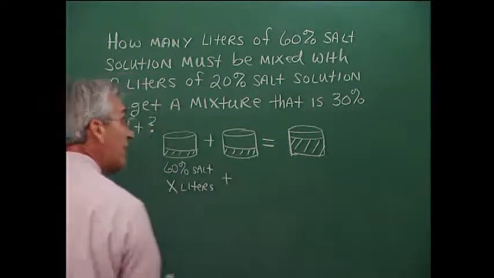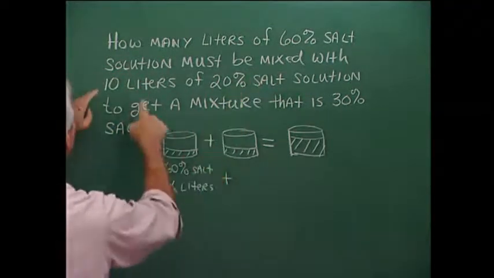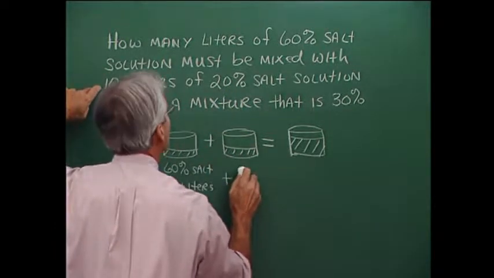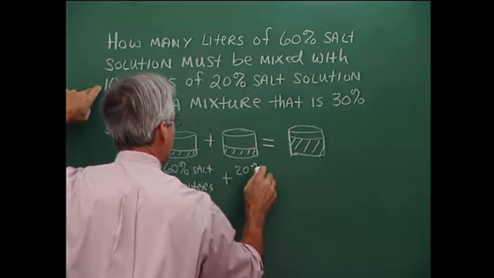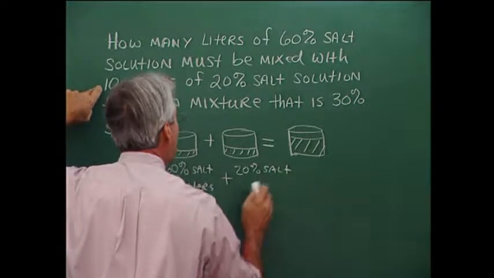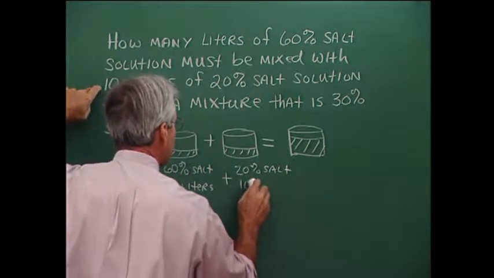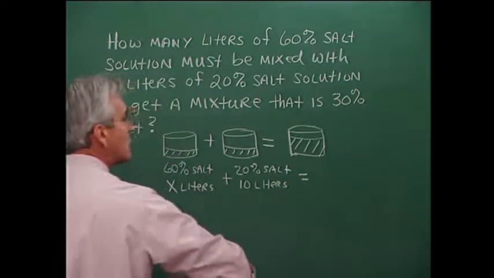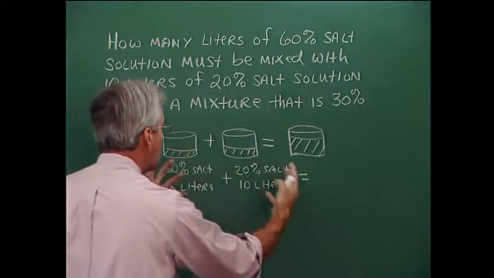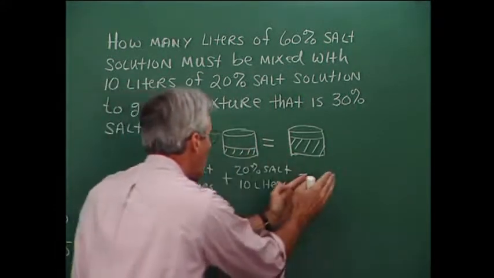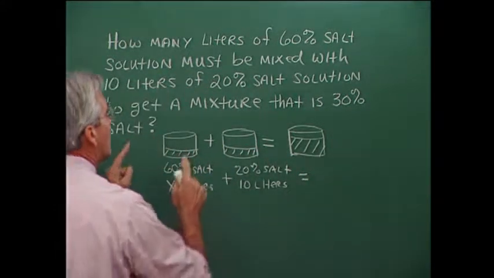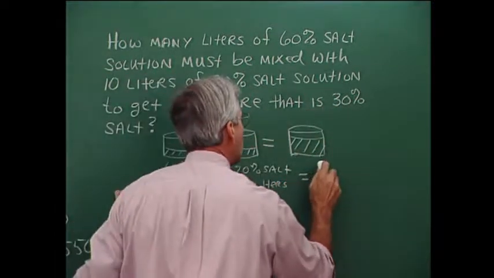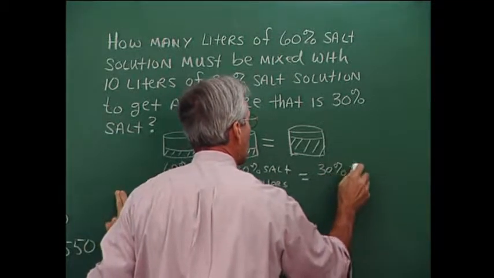And then we're mixing with that, well, let's see, must be mixed with 10 liters of 20% salt. So this liquid is 20% salt, and it's 10 liters. Now, what's on the other side of the equation is the result of this mixture, you see, and that's what we want to represent over here. And we want the mixture to be 30% salt. So the result will be 30% salt.